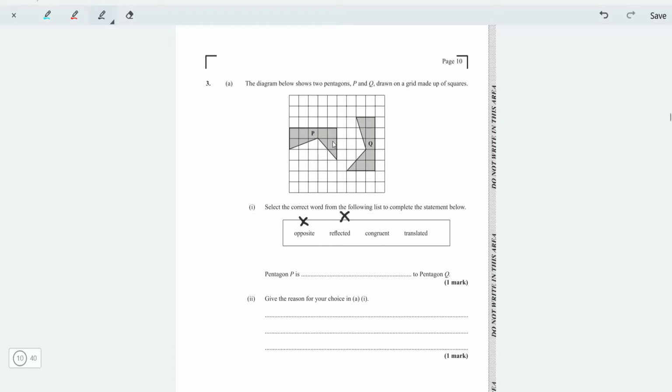As you can see, the area of P would be the same as the area of Q. We can see that their shape is also the same. It's just that they have different orientation. Translated, no. So the best option is congruent. Pentagon P is congruent to pentagon Q.